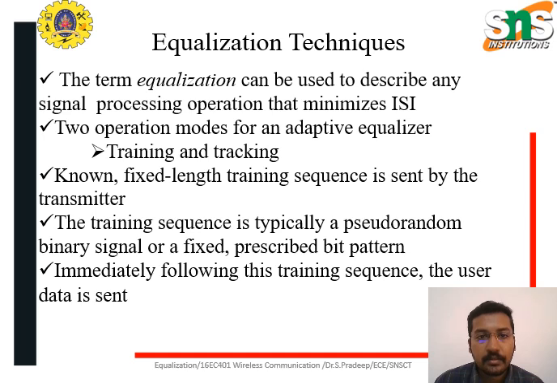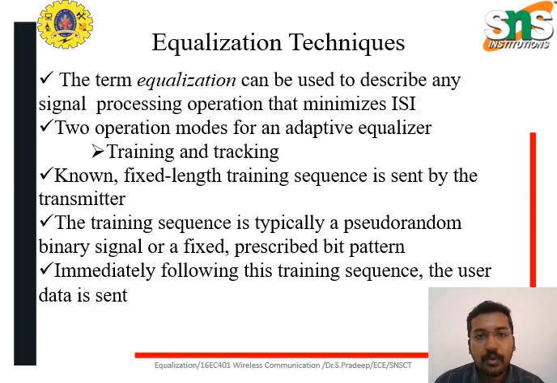Equalization techniques. The term equalization can be used to describe any signal processing operation that minimizes ISI. It is a technique that combats distortion caused by the channel, particularly intersymbol interference, to improve signal quality. It works by reversing the effects of the channel on the transmitted signal, essentially making the frequency response flat. Equalization techniques can be broadly categorized into linear and nonlinear.